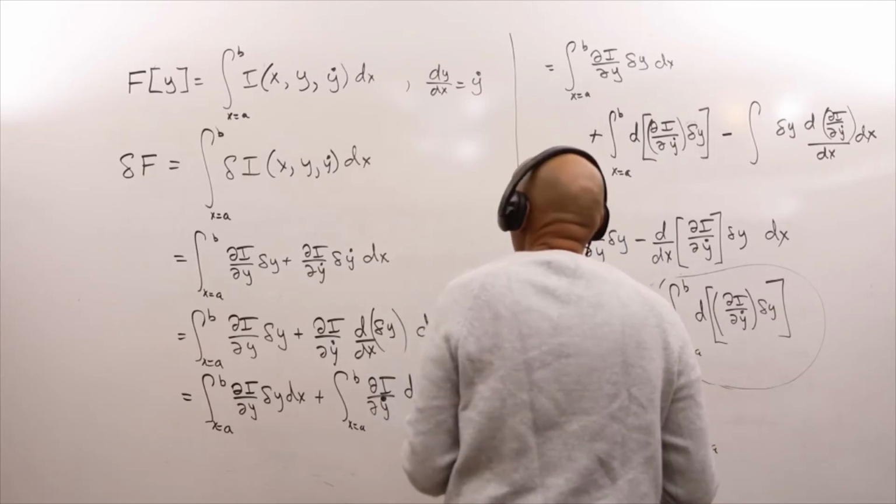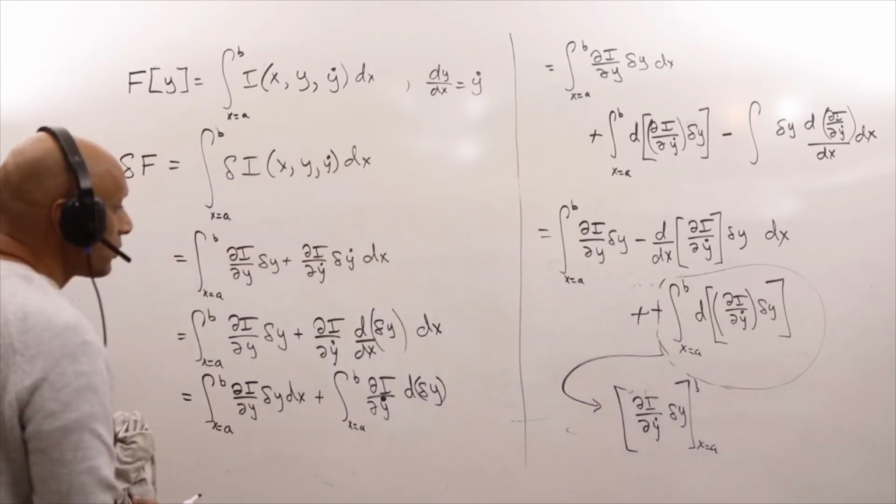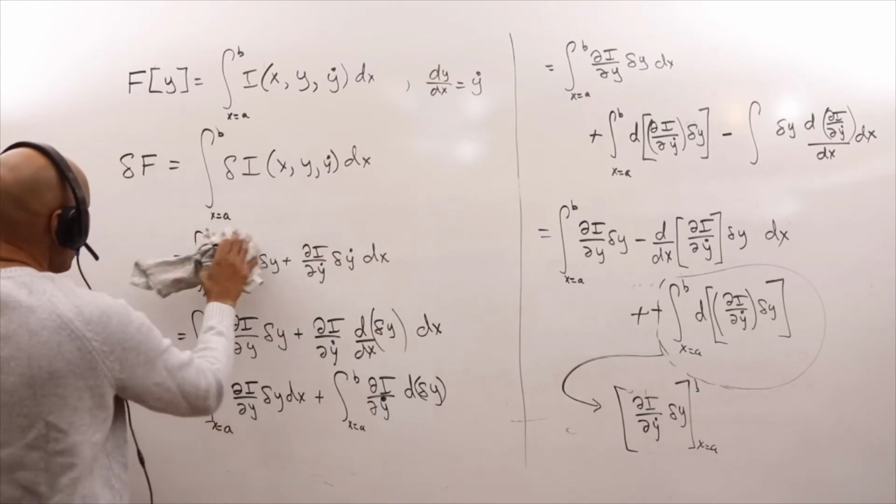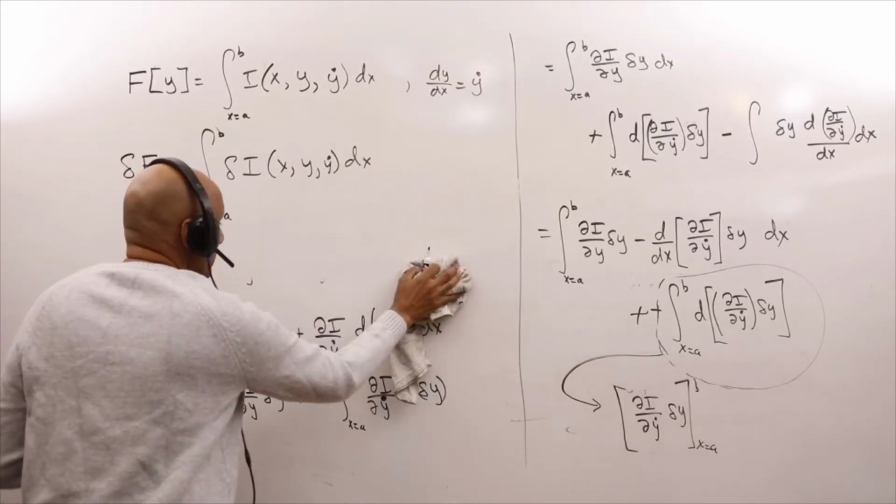taken at x is equal to a and b. So I'm going to have to erase something on the board. Actually, I just need these 3 lines. I think I don't need the rest, so I'm going to erase this.